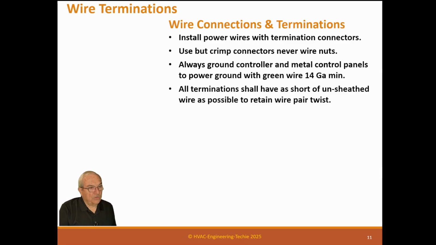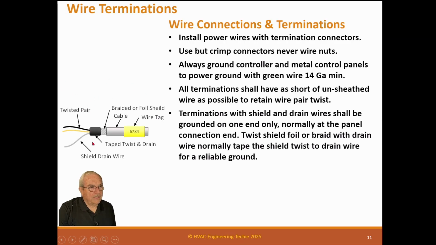What some guys do is they'll peel back a foot of cable, so give them lots, and then just leave those two wires loose, which eliminates the twist and gives you a possibility of getting radio frequency on those. So you don't want to do that. So you want to retain that as the shortest connection as possible of the sheath, and we'll show you that here. So what this means is that termination with shield and drain wires should be grounded on one end only.